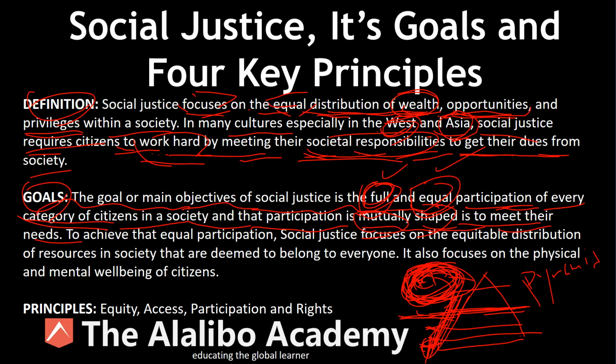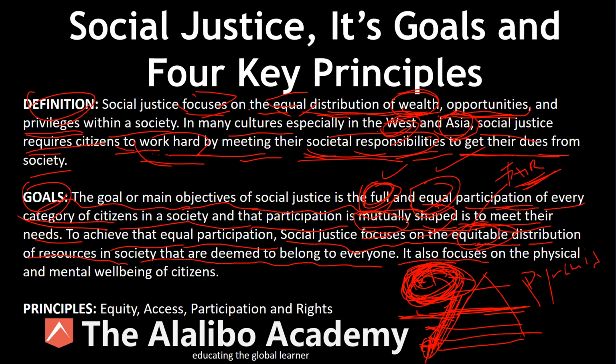Right? So then it further says, to achieve that equal participation, social justice focuses on the equitable. Now, equitable means fair, right? Fair. So, fair distribution of resources in society that are deemed to belong to everyone. So, those resources that are deemed to belong to everyone, let's say, crude oil, let's say, gold, platinum, whatever you have as resources in society usually belongs to everyone. It doesn't just belong to the rich, and the rich should not be hogging those resources. The resources belong to everyone, and everyone should benefit from those resources equally. Again, that's the idea, right?